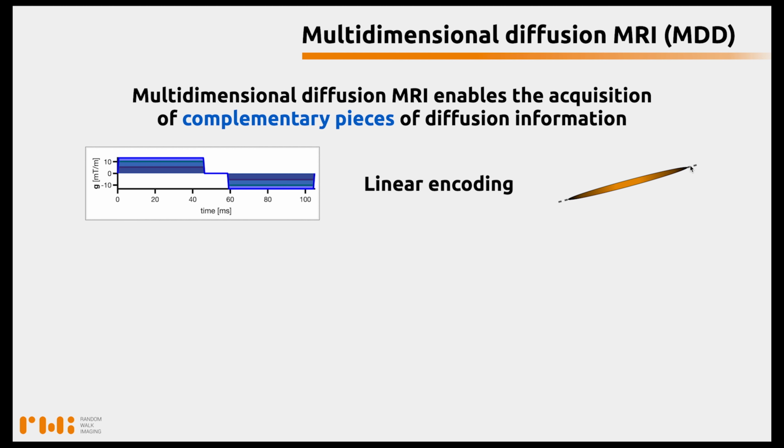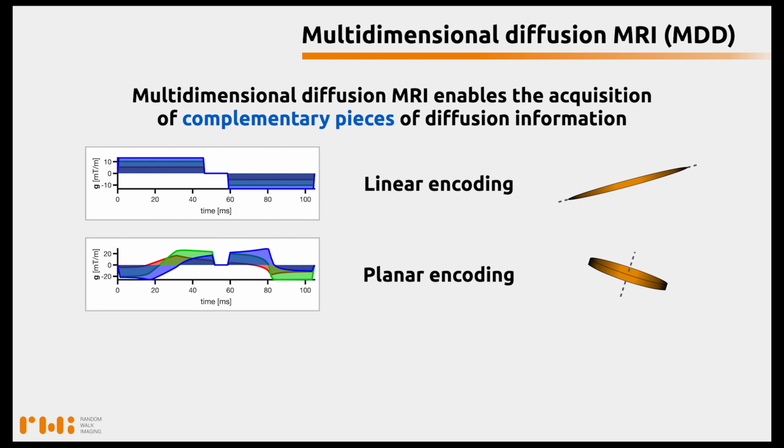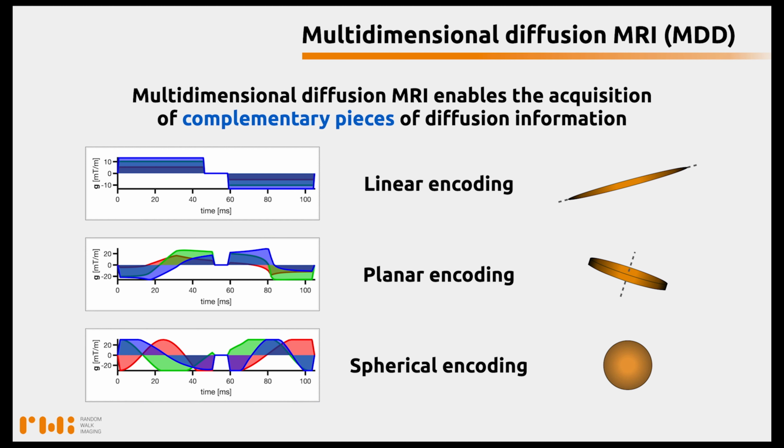There's another kind of encoding that can be defined in the framework of multidimensional diffusion MRI. It's planar encoding. In this case, you see the different colors that relate to orthogonal axes in space. Planar encoding sensitizes the diffusion signal to diffusion happening perpendicular to the acquisition axis. So in this plane that is perpendicular to the dashed axis. Finally, you could define, for example, spherical encoding, which is a bit more complicated in terms of waveform, but yields an encoding that is sensitizing the diffusion signal to any isotropic diffusion patterns.